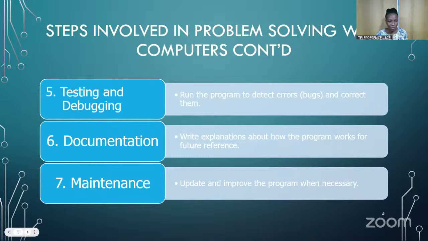The last step is called maintenance. Maintenance involves updating and improving the program when necessary. If you build a particular system, there might be a point in time when you need to change some things. Probably you need to update or improve some things. So this step is very, very important, because there are times that you will get feedback, or there are times that you just need to change some things. So this maintenance stage is very, very important.